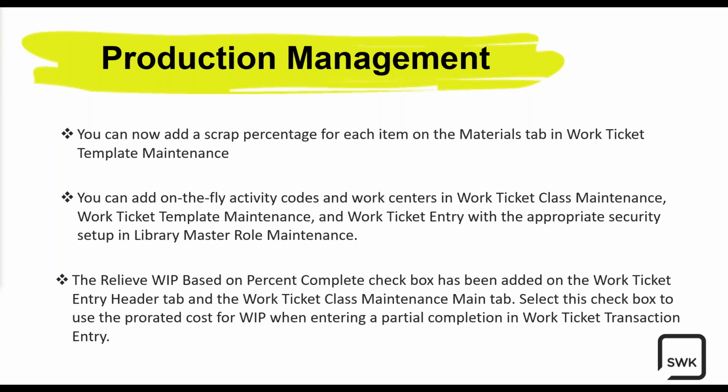You would select this checkbox to use the prorated cost for WIP when entering a partial completion in work ticket transaction entry. So if you issued all your materials, let's say you auto issue your materials or all your materials were already issued to the work ticket, this would allow you to prorate that WIP when you're doing those partial completions. Right now, I have been advising customers to use the budget when they do a partial completion so that it gets close to the cost and then it trues up at the end. But this would make it a little easier to just spread that WIP across all the closings, all the completions.